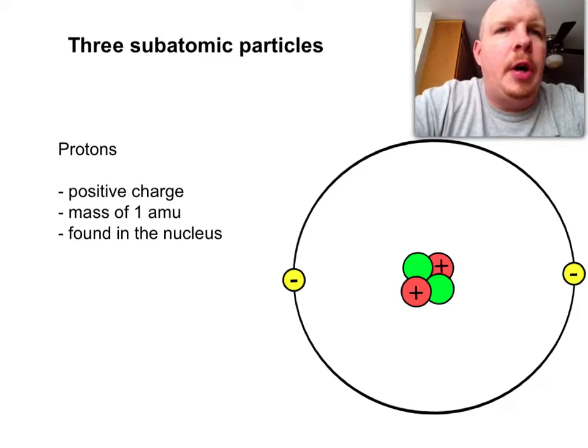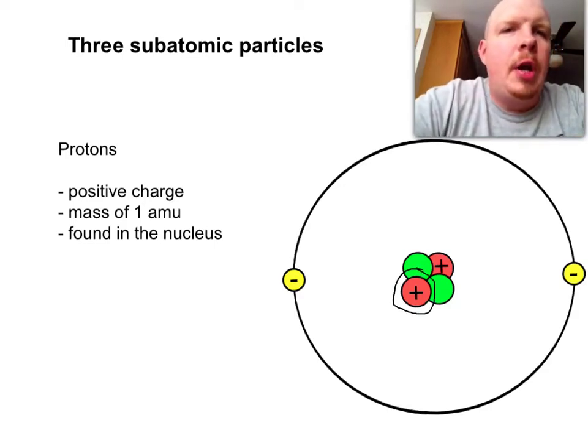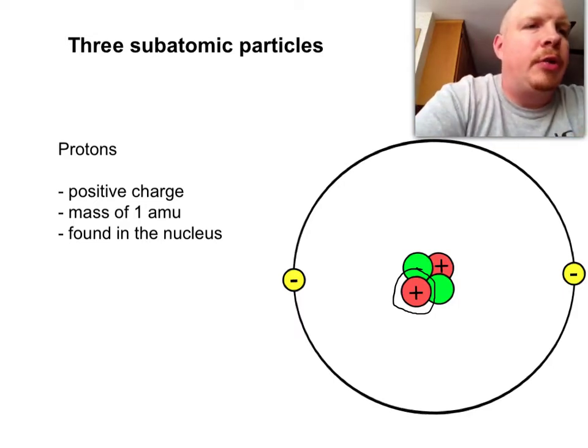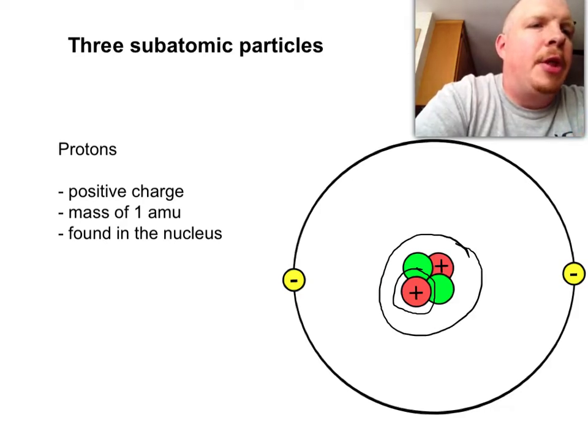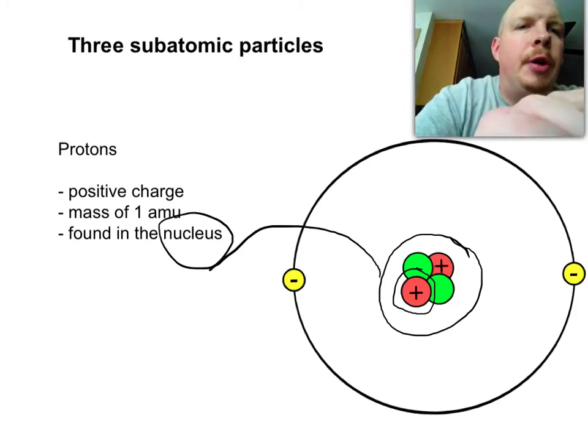So, as I just said, the first of the 3 subatomic particles are called protons. These are the red ones right here. They have a positive charge, and they have a mass of what's called an AMU, an atomic mass unit. This is something that chemists use to define how much an object weighs, particularly a subatomic particle, like a proton or a neutron or an electron. So, protons have a mass of 1 AMU. And they're also found in the nucleus. And so in the middle right here of the atom, this region right here with the protons and the neutrons, that is called the nucleus.